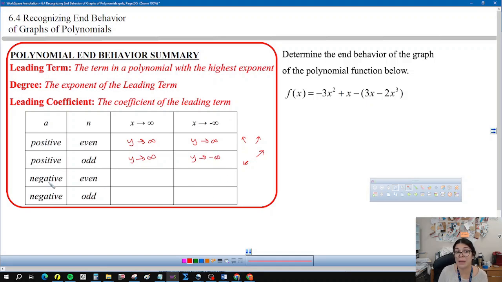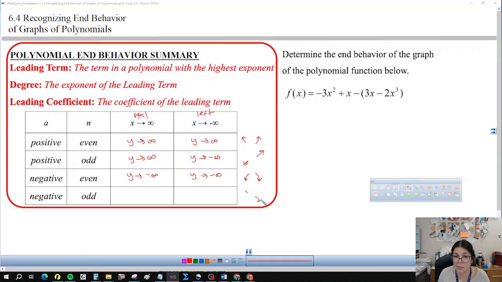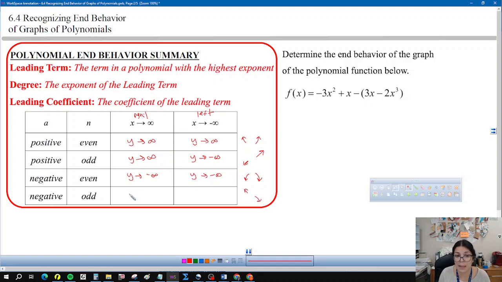If it's even but negative, then both ends are going down. Y on the right side goes to negative infinity, and y goes to negative infinity on the left side as well. Notice on this table, this is the right side, and this is the left side. And then if it's negative and odd, then overall I'm going down from left to right. So on the right side, it goes down to negative infinity, and on the left side, it goes up to positive infinity.